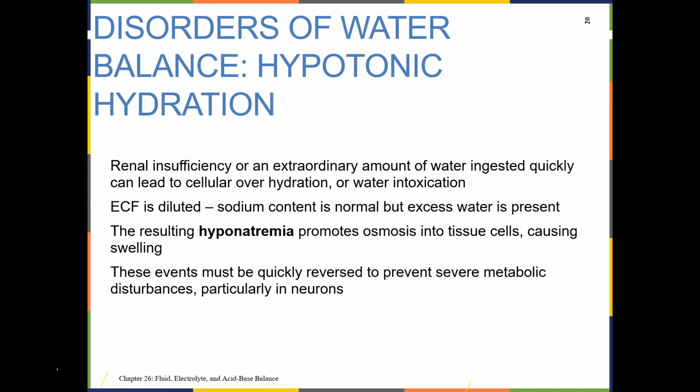Now, remember what the term hypotonic means. You have isotonic, meaning that salt concentrations are balanced between the inside and the outside of the cell. Hypertonic means that you have higher salt outside than inside the cell. And hypotonic means you have less salt outside than inside. Hypotonic hydration means that you've got excessive amounts of water going into the plasma.